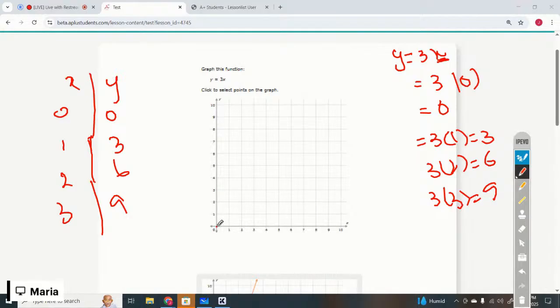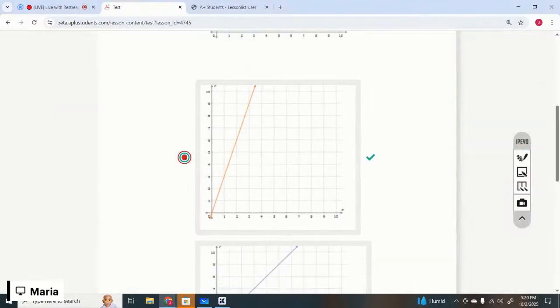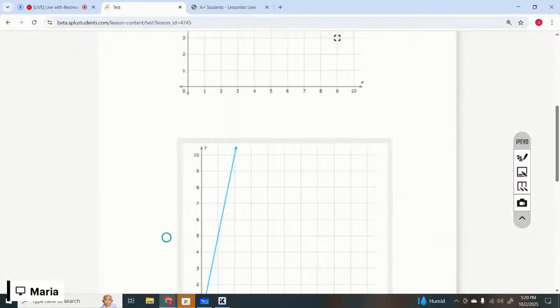0, 0. Here is 0, 0. Now when x is 1, y is 3. X is 2, y is 6. X is 3, y is 9. So just join these points and make a straight line. Got it? So that's how you have to plot if you are given the equation: make a table of values first and then plot.